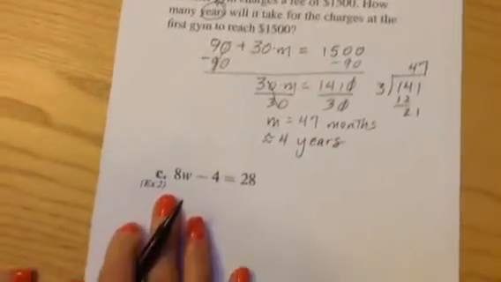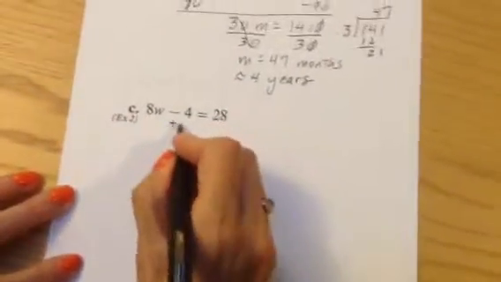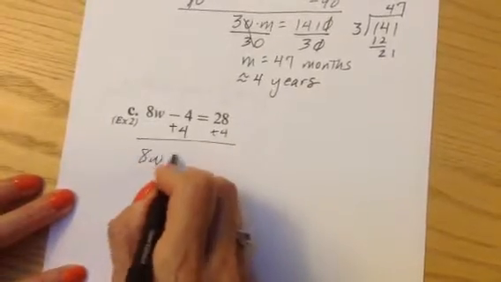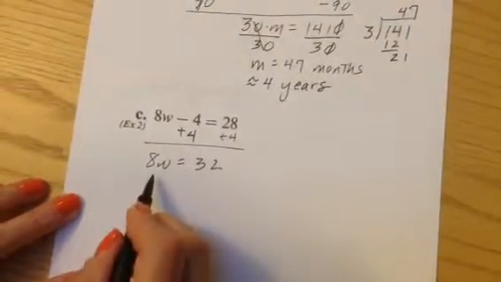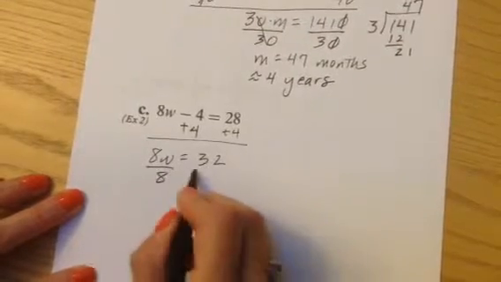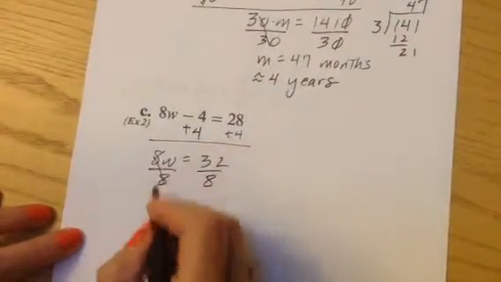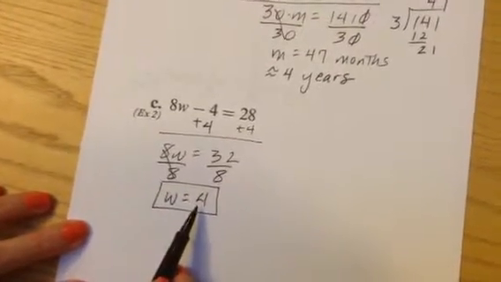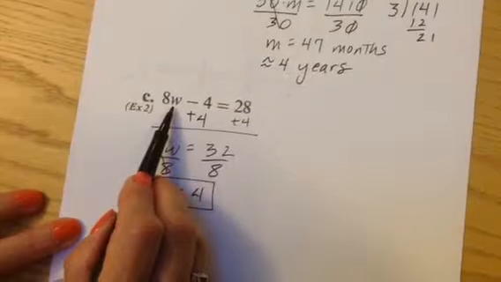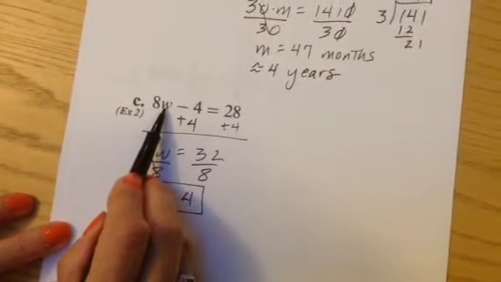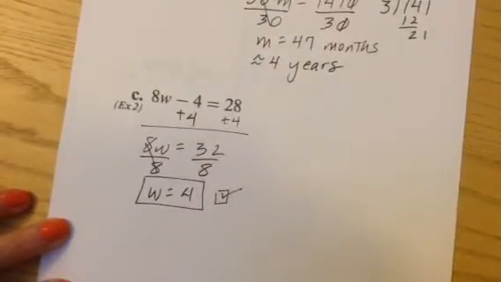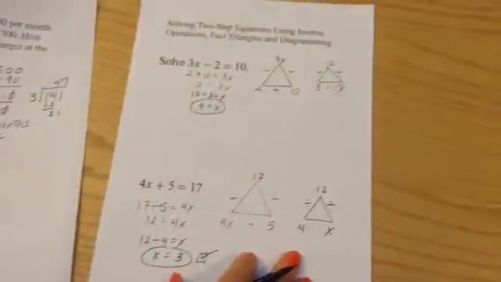All right, let's do the same kind of strategy for this example. Undo subtract 4 by adding 4. Undo multiply by 8 by dividing by 8 on both sides. To check that w equals 4, substitute it in place of w. 8 times 4 is 32. 32 minus 4 is 28. That solution is correct.